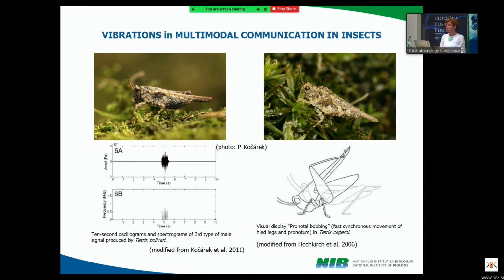But in this case, it's not clear whether these independently produced vibrations and visual signals are part of, or function as, multimodal signals, even though they are closely related in time. And moreover, for example, it is not really known whether this pronotal bobbing also simultaneously induces vibrations in the substrate, because it's really of high amplitude and high intensity.